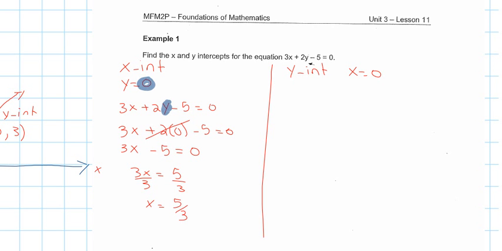Are you guys okay with this? So basically, I found that my x-intercept is at 5 over 3, which is what, if you do that on the calculator? 1.6.